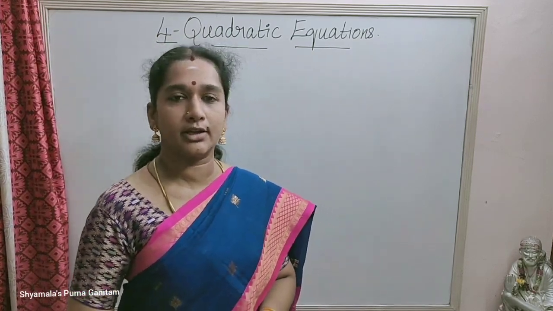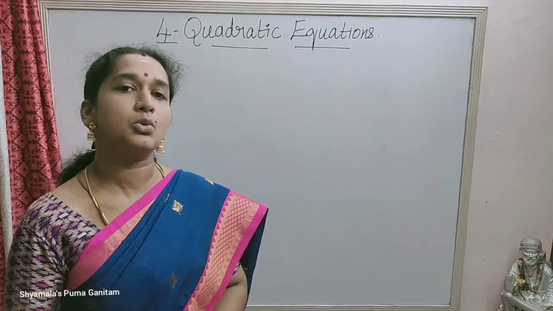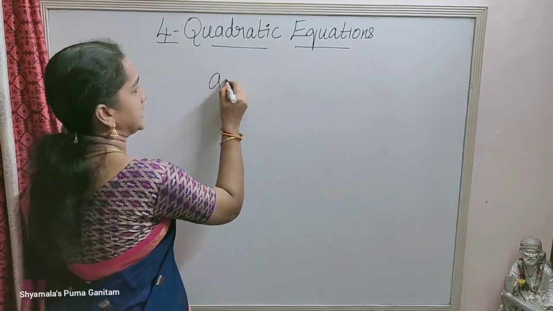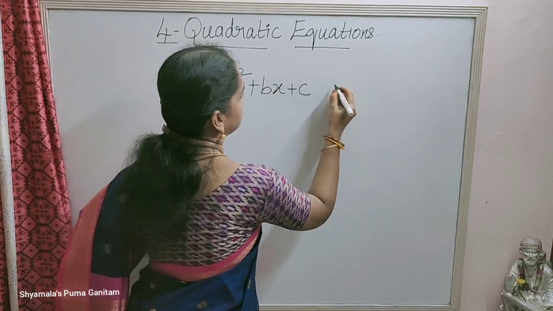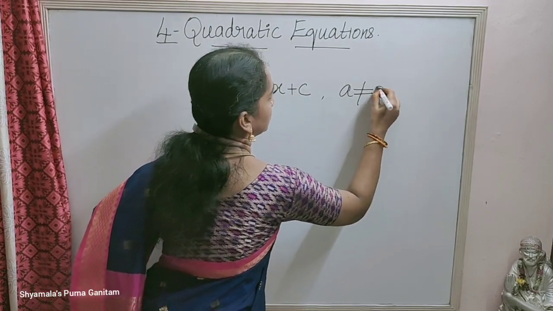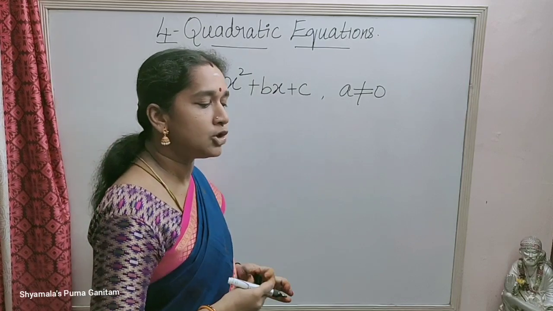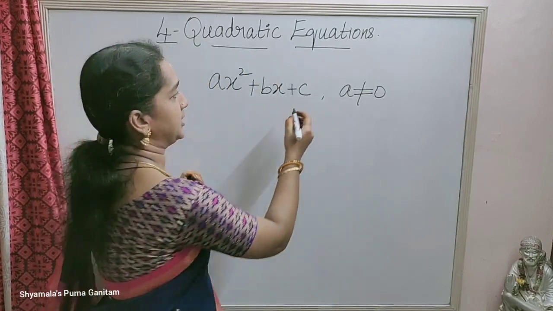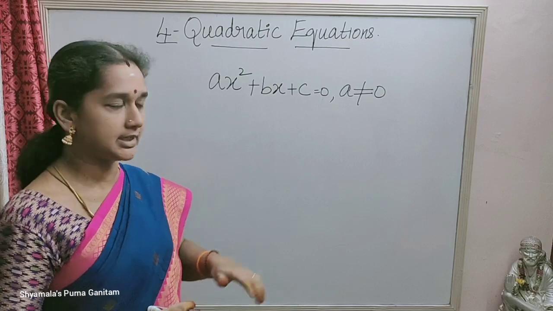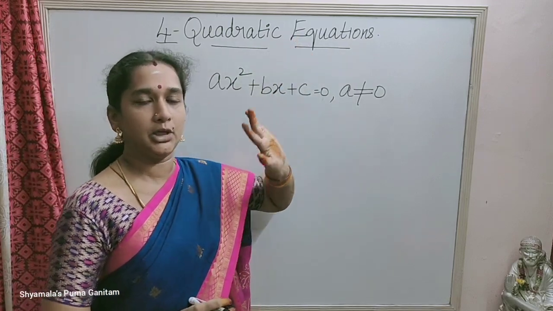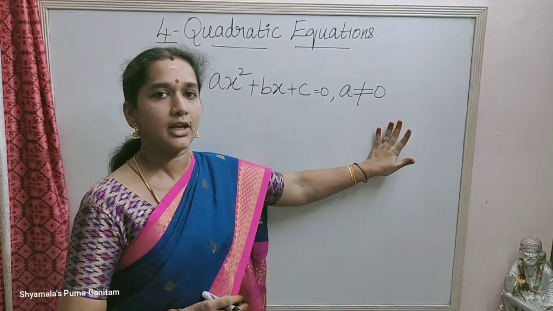So the standard form of the quadratic equation, as we did in the previous class. Last class I completed polynomials, and in that, quadratic equations are there. So the general form, the standard form of the quadratic equation is ax squared plus bx plus c is equal to 0, where a is not equal to 0. This is the standard form, or general form we will say.